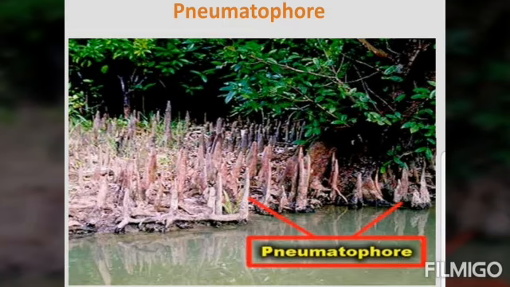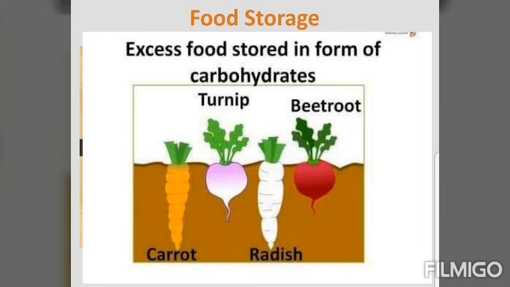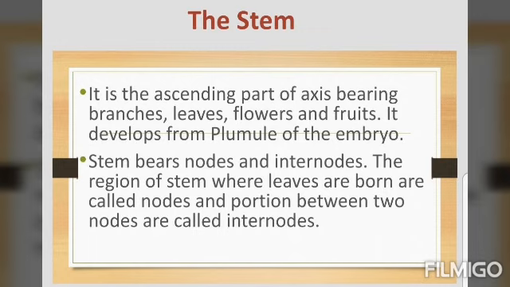In some plants, such as Rhizophora, growing in swampy areas, many roots come out of the ground and grow vertically upward. Such roots are called pneumatophores, and they help to get oxygen for respiration. Tap roots of carrot and turnip, and the adventitious roots of sweet potato, get swollen and store food. Let us talk about the stem.